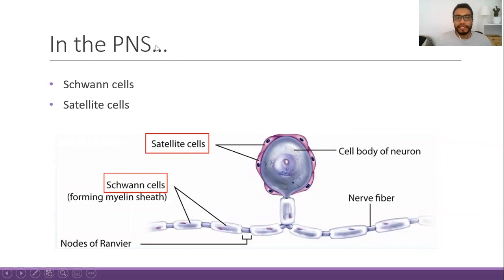Whereas in the peripheral nervous system, we have basically two different types of neuroglia: the Schwann cells, which you can see here, and the satellite cells here. So this is a peripheral nerve, okay? And this is a ganglion, a cell body of a neuron. We have ganglia in our peripheral nervous system.